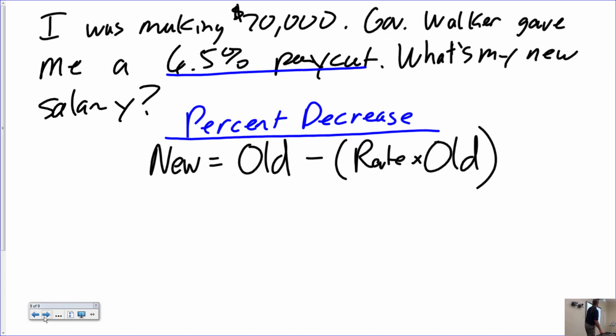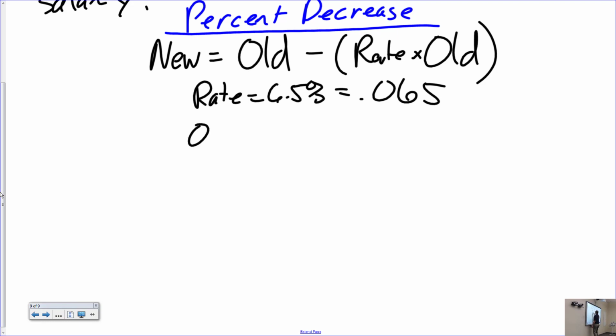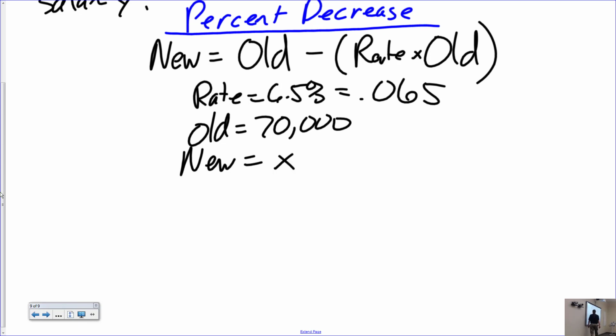Again, this is the sort of thing where you guys would probably know how to do this already, but just to be safe. So for this particular problem, what did I give you? Take a freebie, right? The rate, 6.5%. How do I write that as a decimal? 0.065, good, don't forget the leading zero. What else did I give you? The old, right? And so my new is what I'm looking for, x. And yeah, this is one where when you plug the numbers in, it's not as painful as you might think.